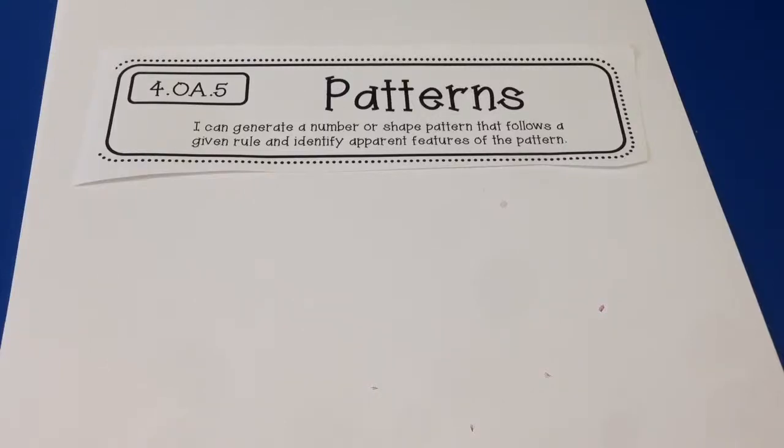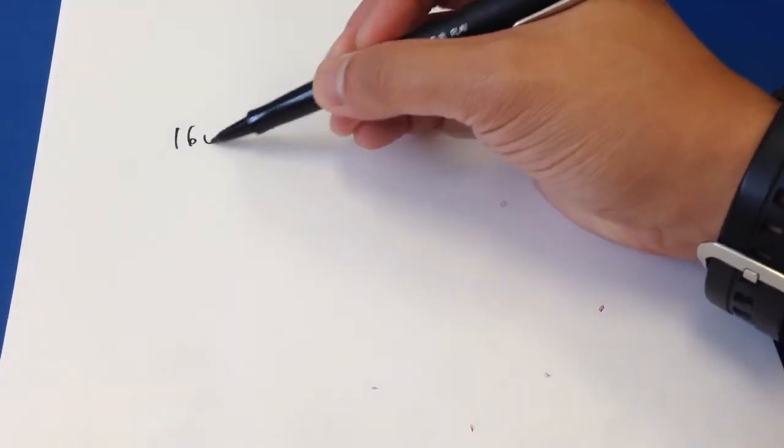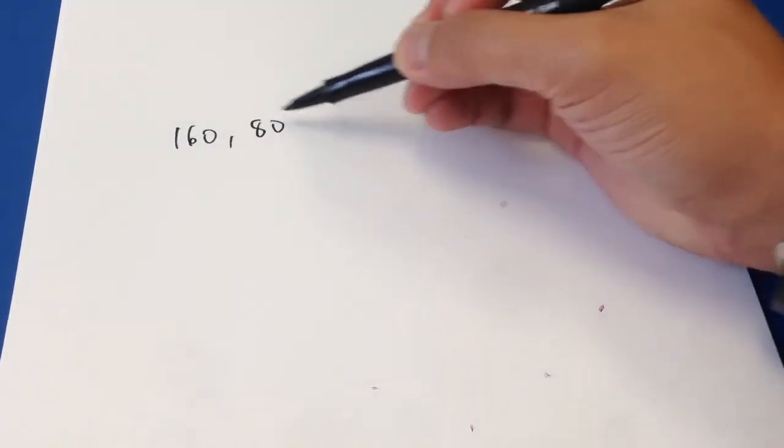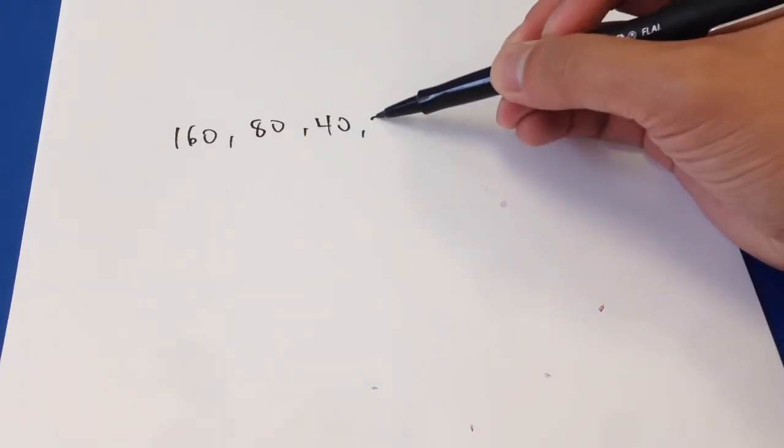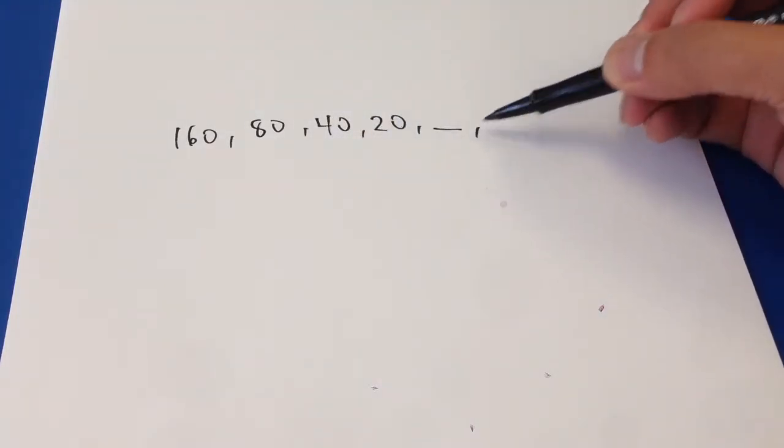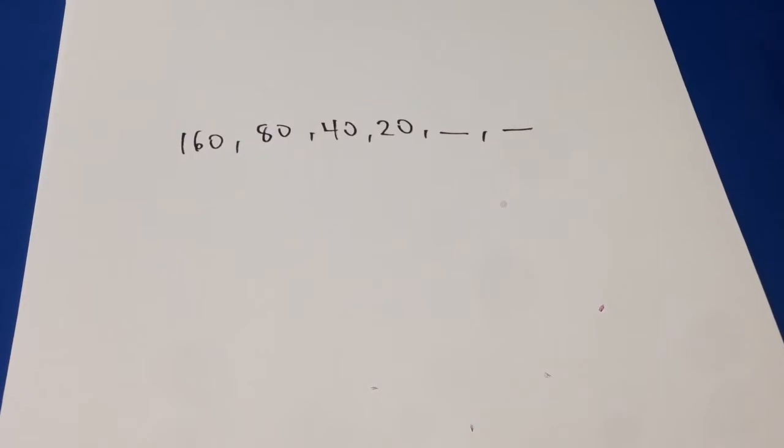Okay guys, so today we're talking number patterns, and I want you to be able to complete a number pattern and identify what the rule is. So let's start with an example. Let's say I have 160, 80, 40, 20, and I want you to give me the next two numbers in the sequence.